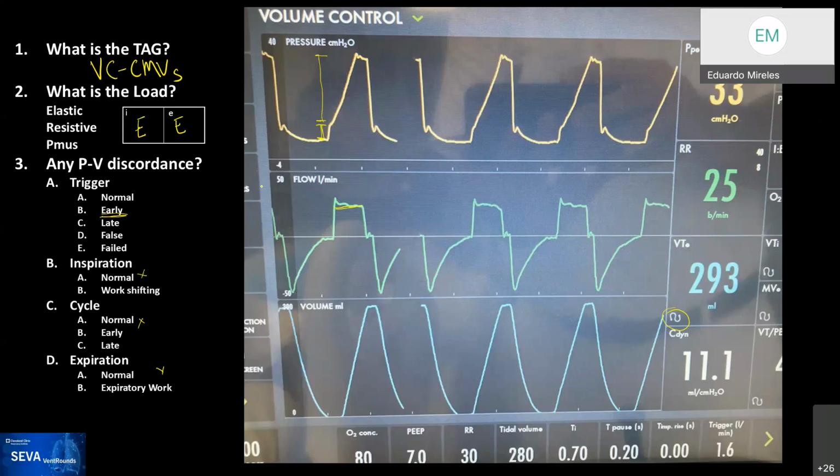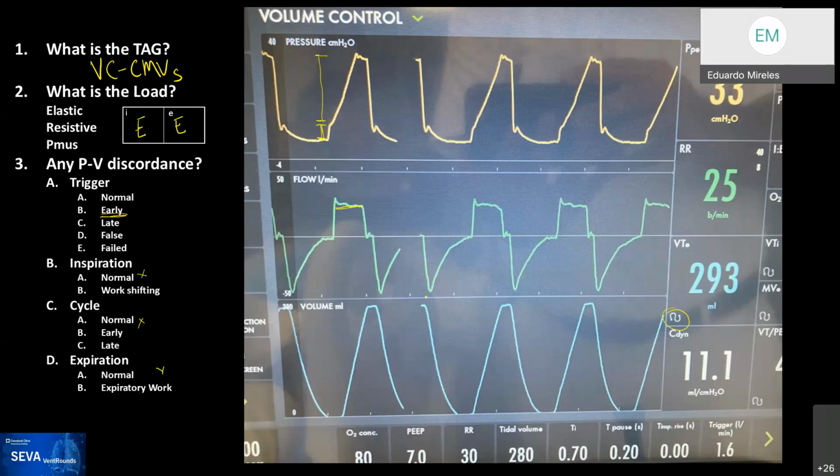In terms of PV discordance, I don't really see any patient activity. But if you had a question about whether there's activity, what would you do? Is there any way to check if there's patient activity? You could turn the flow compensation off. Is there another one? Expiratory occlusion.